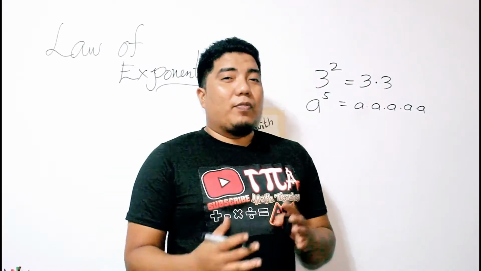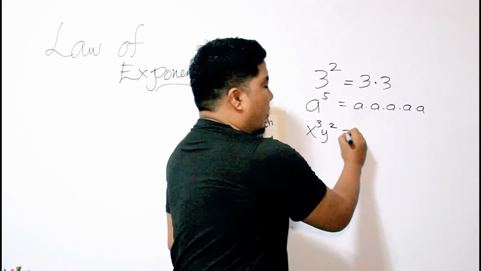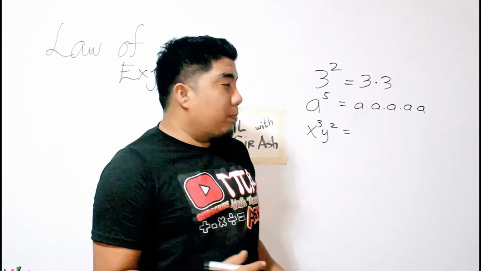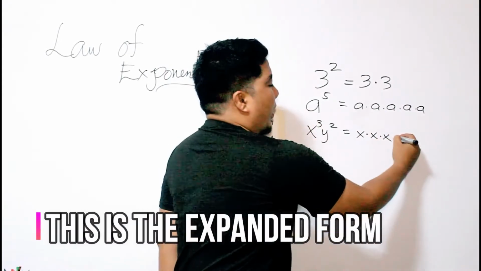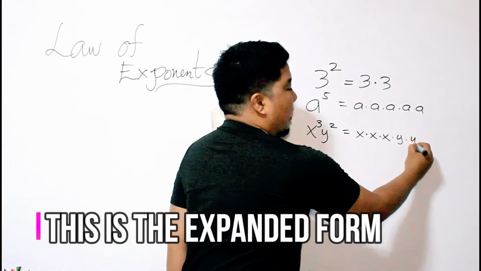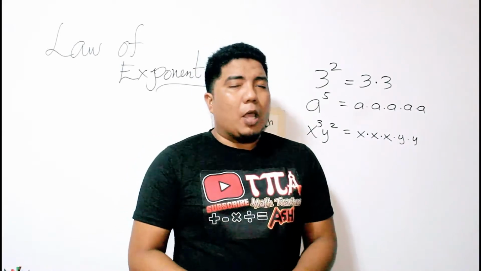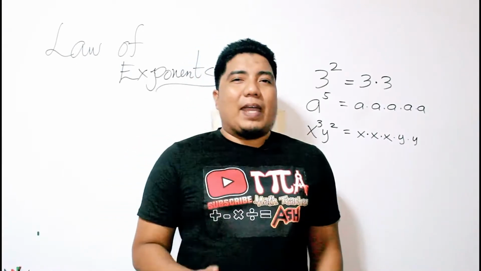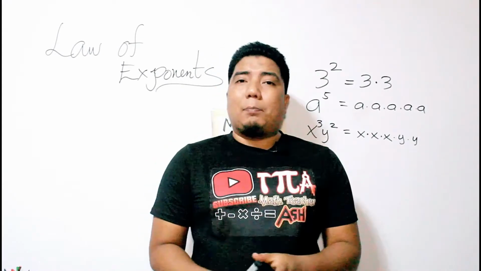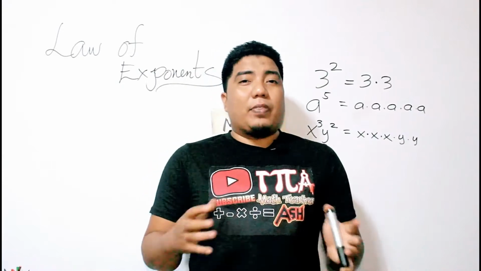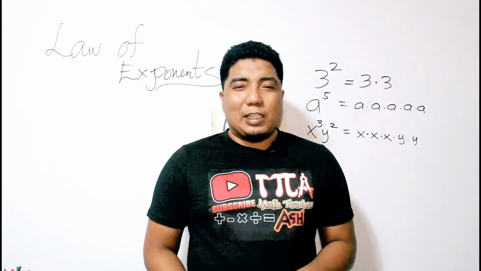Now, how about if you have 2 different variables? Let's say x cubed, y squared. In this case, it means that you will multiply x 3 times to itself and you will multiply y twice to itself. Easy, right? So that is the concept of exponents. But do you know that there are 5 rules pertaining to the law of exponents? These 5 rules will help you manipulate everything that you will encounter in terms of exponents. So, what are these 5 rules?